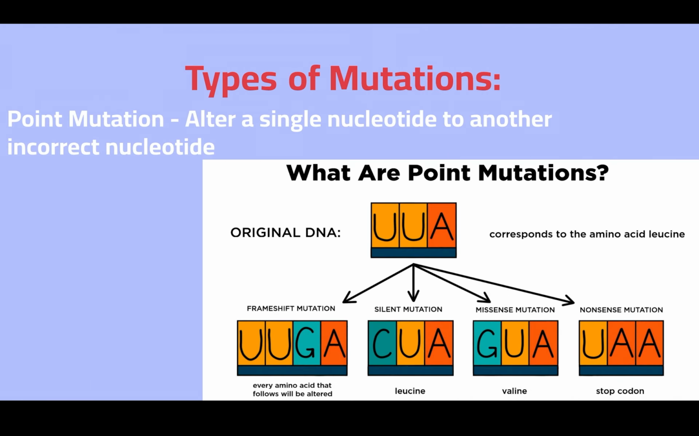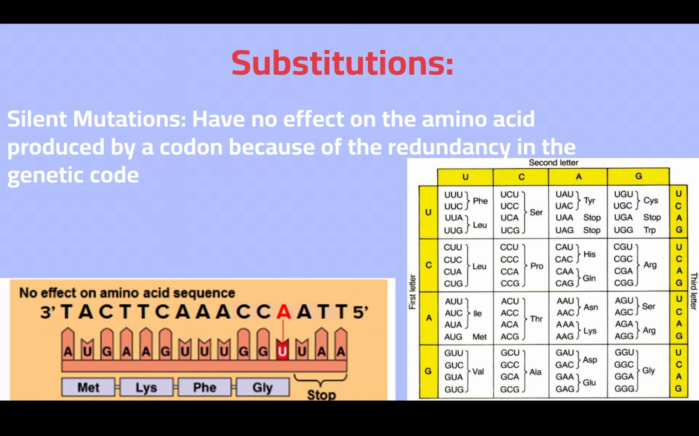So, types of mutations. The first one we have is point mutation, which alters a single nucleotide to another incorrect nucleotide. An example of this would be sickle cell anemia, where one nucleotide is changed. I believe it's the 6th one, but don't quote me on that. And let's see, we have other substitution mutations.